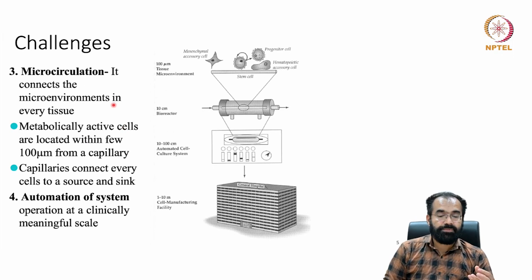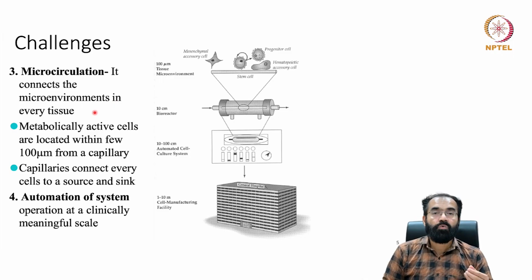And then comes the microcirculation. How are you circulating the nutrition, which has glucose, amino acids, oxygen, etc.? It connects the microenvironments to every tissue. And metabolically active cells are located within a few hundred micrometers from the capillary which provides the nutrition. And capillaries connect every cell to a source and a sink. There is an input of nutrition and an exit of nutrition.